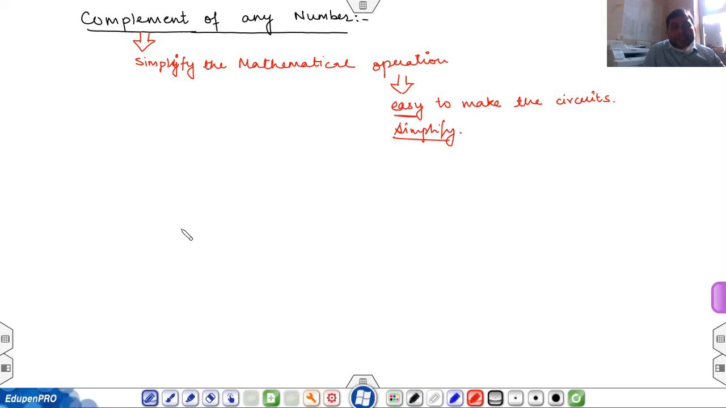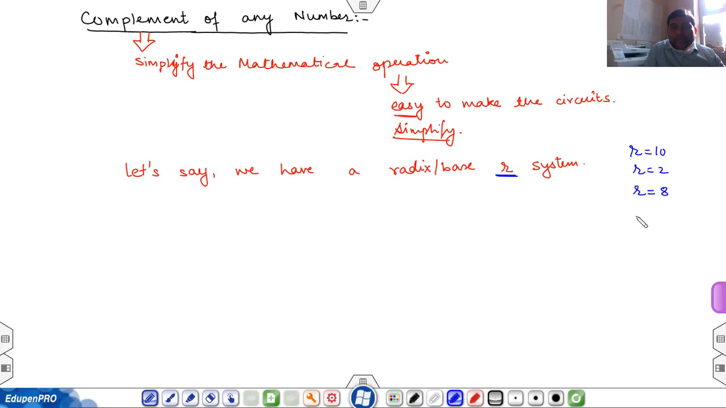Now, what are the complements? How do we define them? Let's say we have a base or radix R system. So we have a number system whose radix is R. In decimal, we know R is equal to 10. In binary, R is equal to 2. In octal, R is equal to 8. In hexadecimal, R is equal to 16.